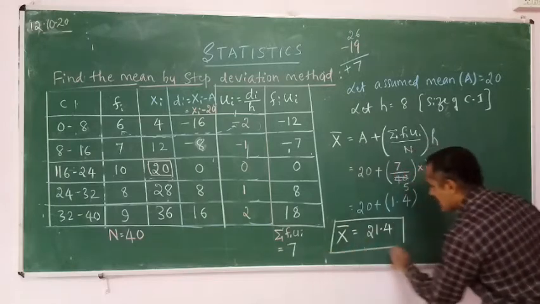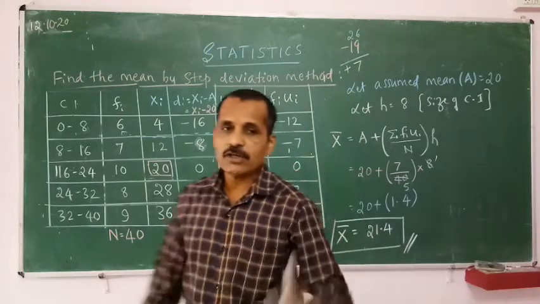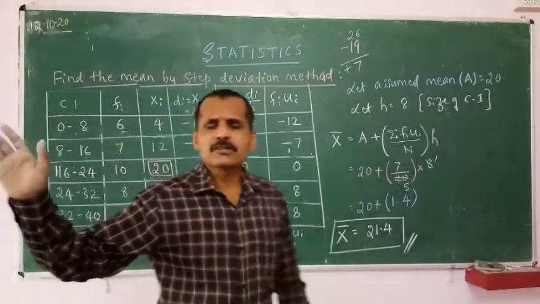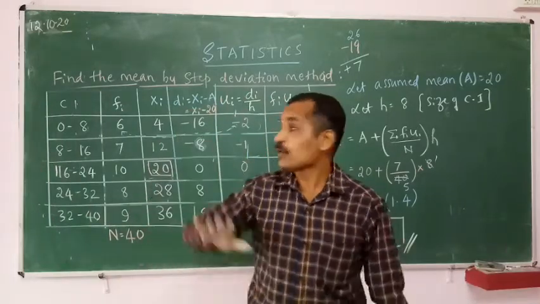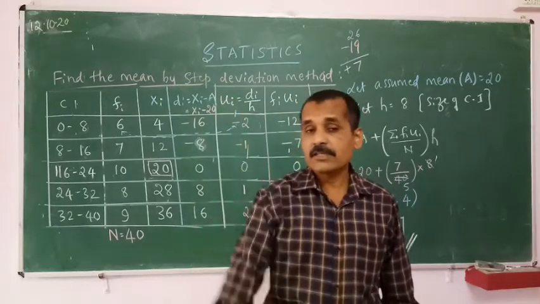Now children, compare this answer with your video 1, what I have solved there. See that you are getting the same answer. For any method for a particular problem, the answer must be the same. That's all, students. This is all about finding the mean by all three methods.